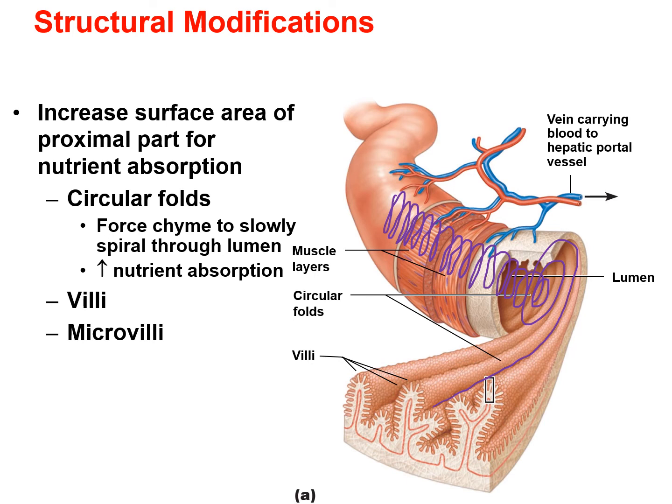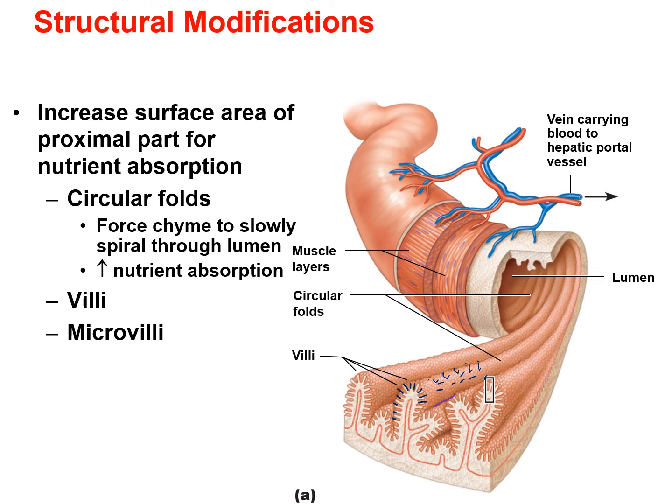Let me just erase these because it's going to get in the way. So your first modification was your circular folds, but there are other modifications. These are going to be villi and microvilli. If you look at your circular folds, you can see that there are these little finger-like projections coming off of all surfaces of those circular folds. And all of these little nubby projections on the circular folds lining your intestine are going to be villi.